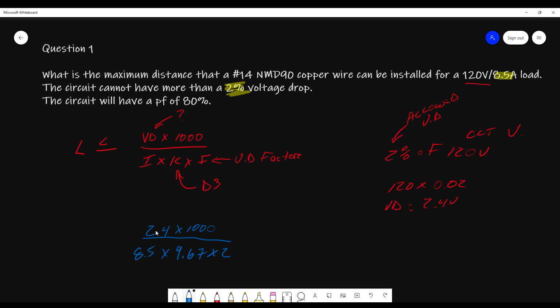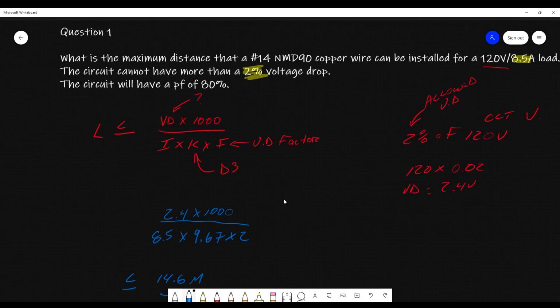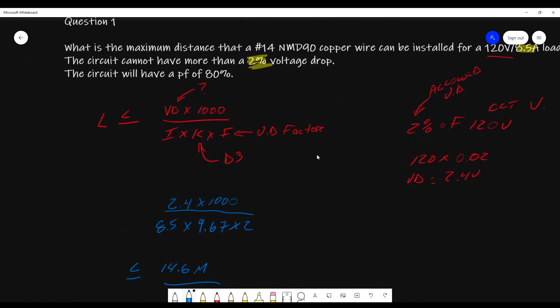All right, move this around. So now that we know that, we can solve. So less than equal to, we're going to end up with 14.6 meters. If you calculate this out, you get 14.6 meters. So that is the maximum length that we can go with this 8.5 amp load with no more than a 2% voltage drop and a power factor of 80%.